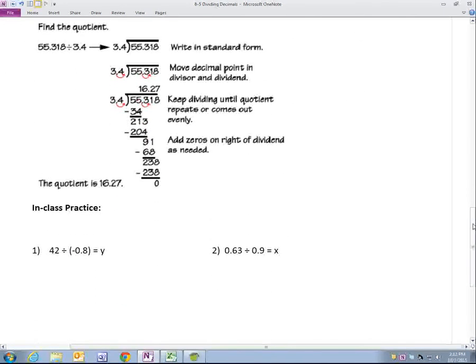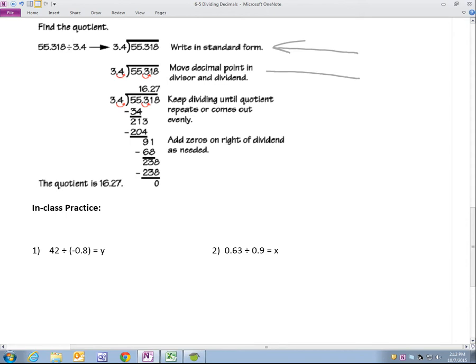Now this is just a review as to how to find a quotient. This is broken down in steps, everything that you have to do. So if you want to make sure that you don't make any mistakes for this quiz that's going to be on Wednesday, what you would do is write in standard form.